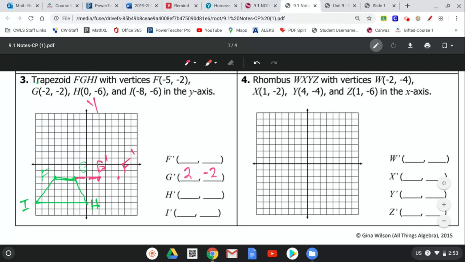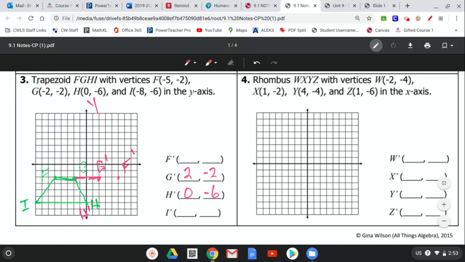H might be a little bit tricky. If a point is on the line of reflection, when it gets reflected, it just stays in the same spot. So if a point is on the line of reflection, when you reflect it, it stays in the same place. So H and H prime are both going to have the same coordinate. So for H prime, it's going to be 0, -6.